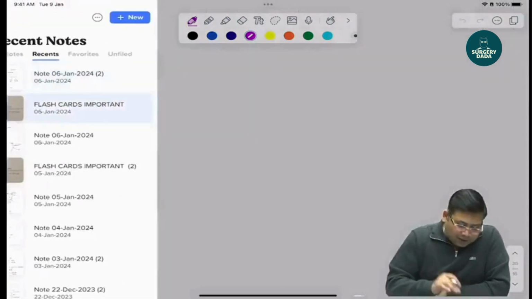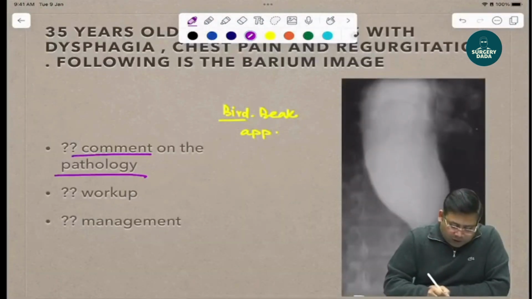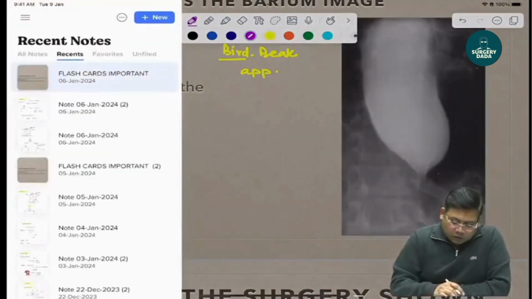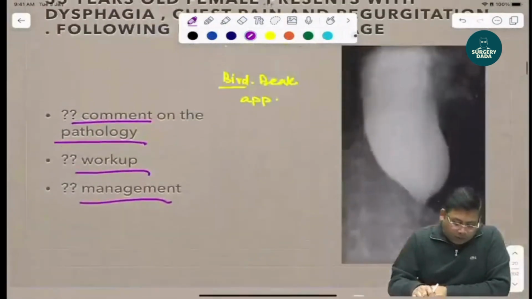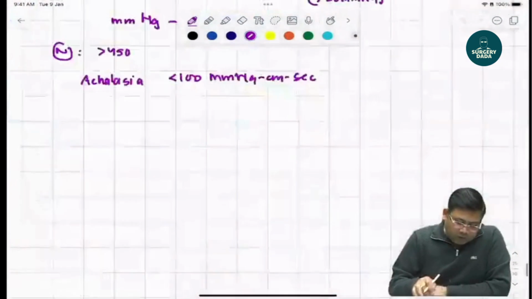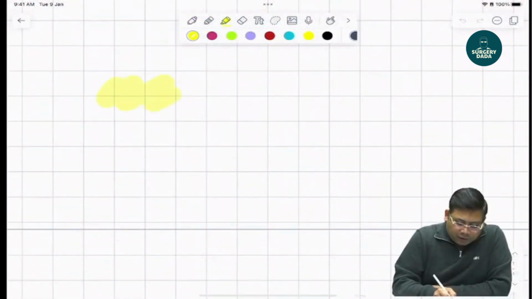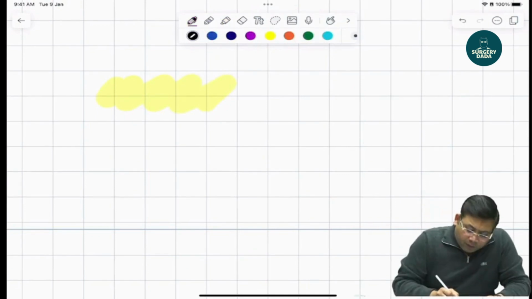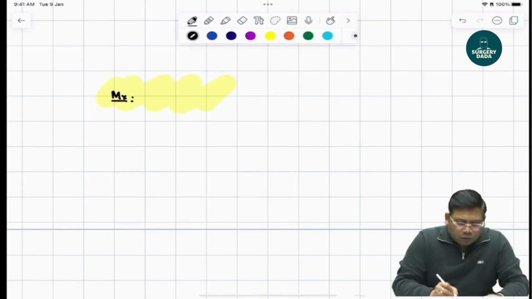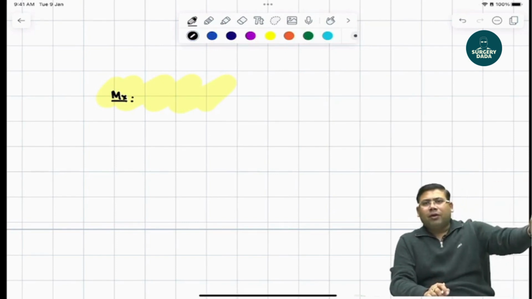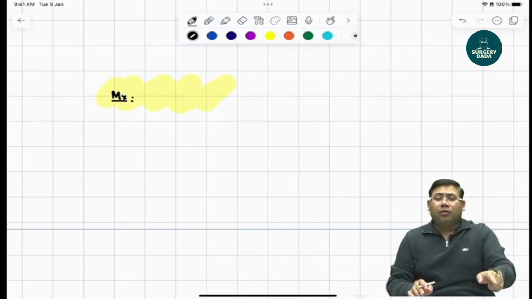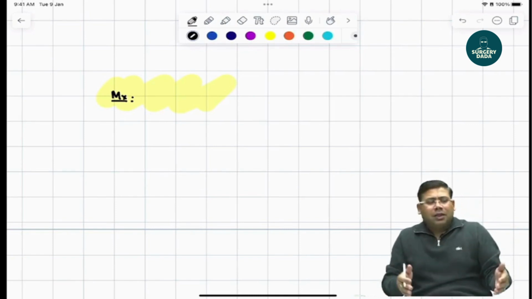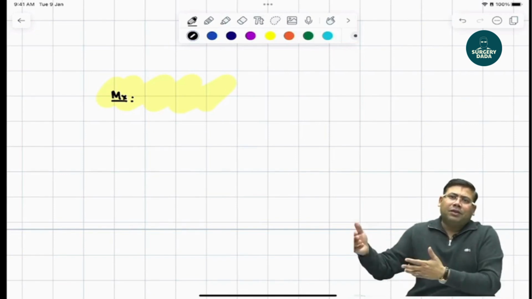So let us understand the questions. Comment on the pathology, workup, and the management. Workup I have told you; management, let us discuss the management also, and this is very important. So let us quickly discuss the workup and the management. I have already told you the investigation of choice is manometry. And when we talk about the management, you will have to counsel the patient that this is a self-progressing condition, I cannot treat, even you cannot treat. You will have relief with some agents for a certain time, again the things will worsen, again I will change it to some other.